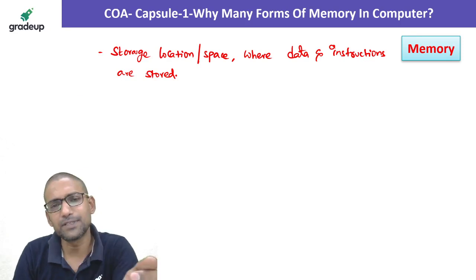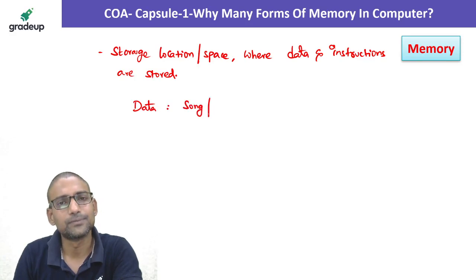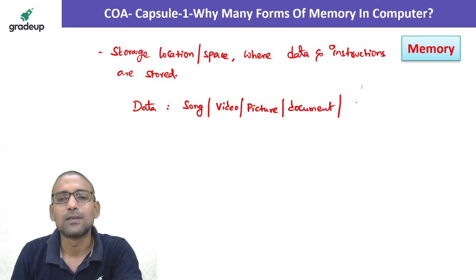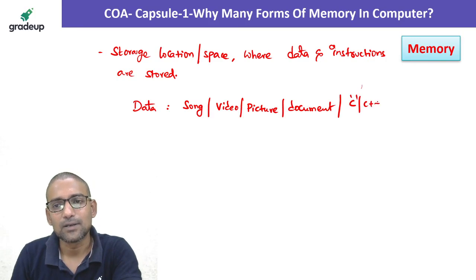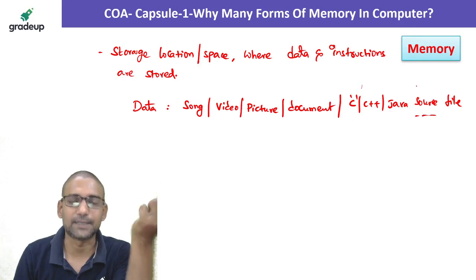Is there any difference between these? Definitely. When you say data, song is a data, video file is a data, photo or picture is a data, document is data, any C or C++ or Java kind of source code, that is data. So all these we can say as data.